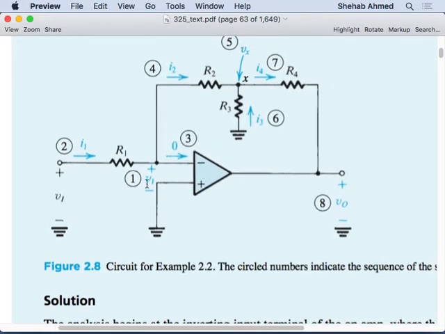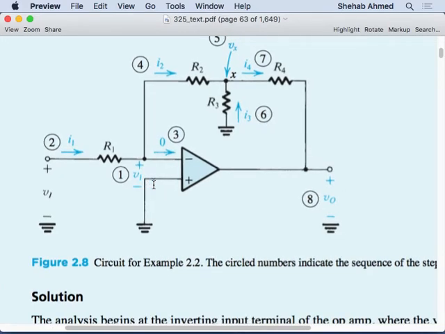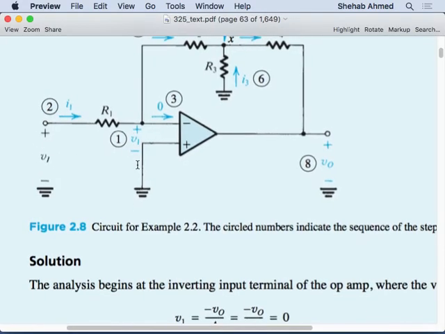No, this is VI, this is V1. Sorry, the PDF is not great yet. This is VI, so this is VI, and this is V1. Okay, so now let's see.